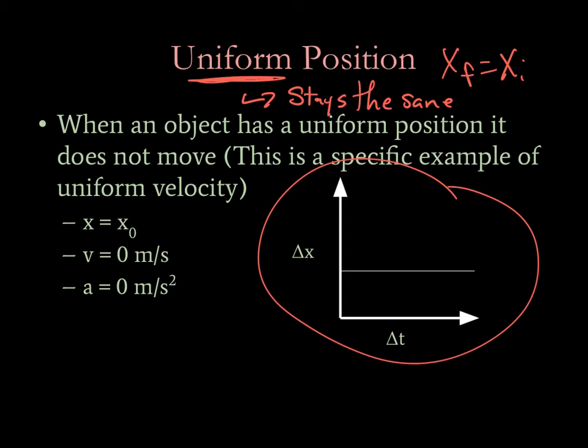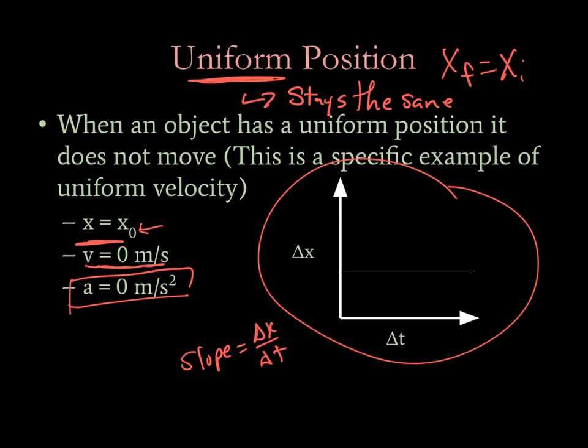The slope is 0, and our slope in this case is going to equal delta x over delta t, rise over run. And because there's no change in position, there's no rise, so there's no slope. In this specific situation, the initial and final positions are the same, and this x sub 0 is just another way to write initial position, so don't let that throw you off. And then also, because it's not moving, there's no velocity, so the velocity is 0 meters per second. This last piece is what we call acceleration. We're going to talk about that a little bit later.